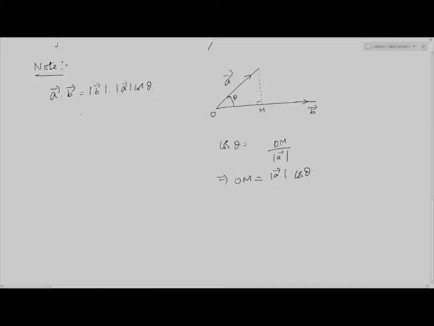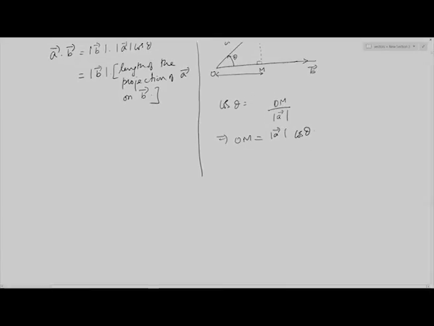So, if I look at this, mod B times the length of the projection. Here OM is not a vector, I am just denoting only the length. So, this is the length of the projection of the vector A on the vector B. So, A dot B is simply mod B times the length of the projection.